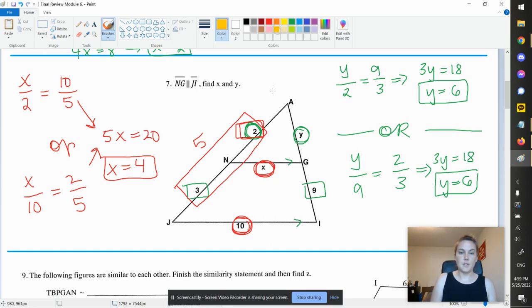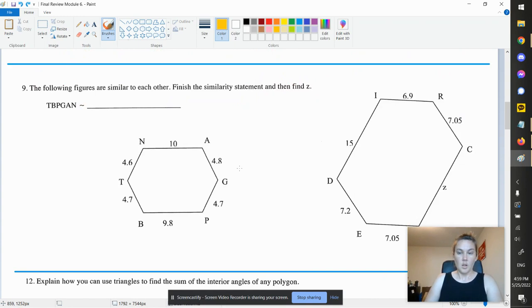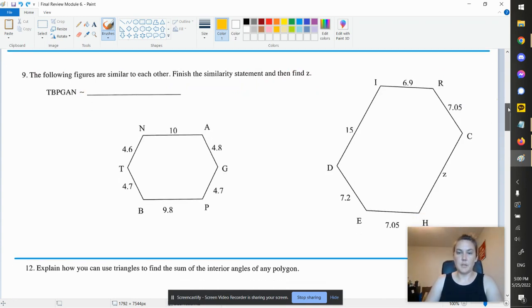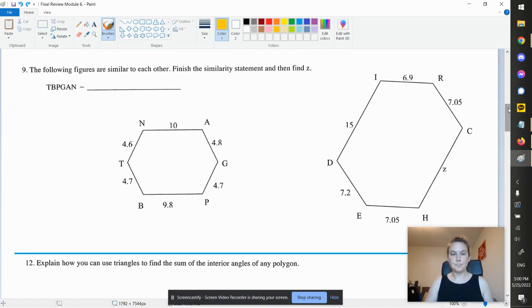Basically, if we're trying to find one that's on the bottom of the triangle, you use the whole side. And for this one, you can just use part of the side. Okay. I'm going to skip the other one. You can look it over by yourselves and ask me tomorrow in class if you need help.